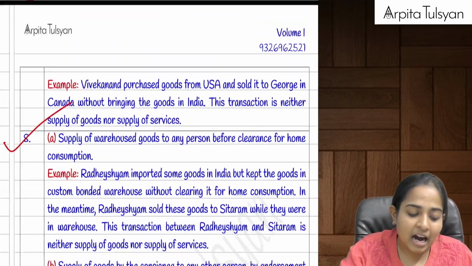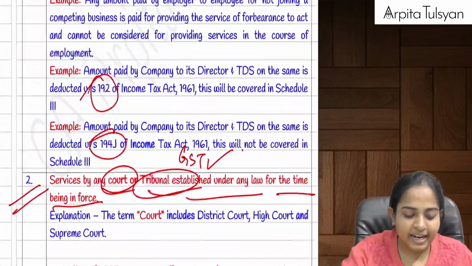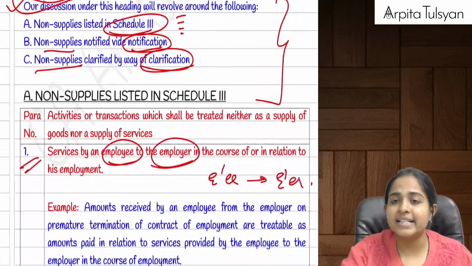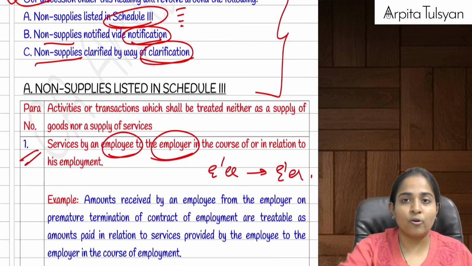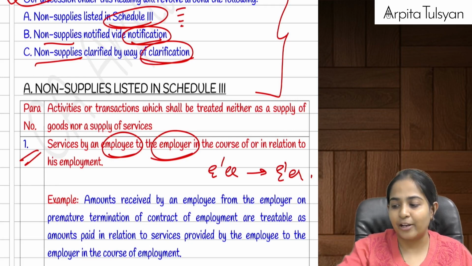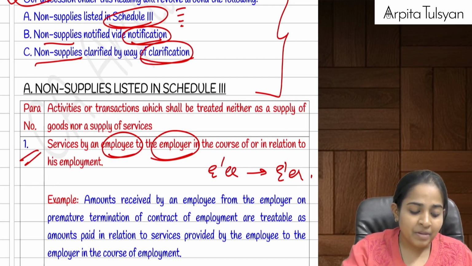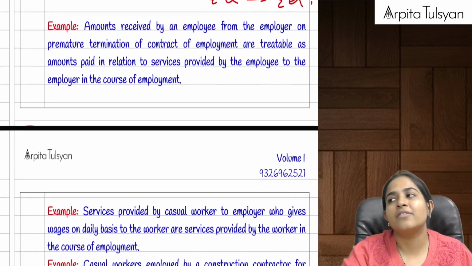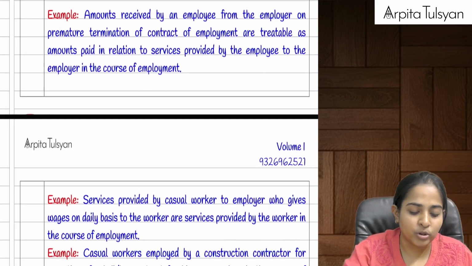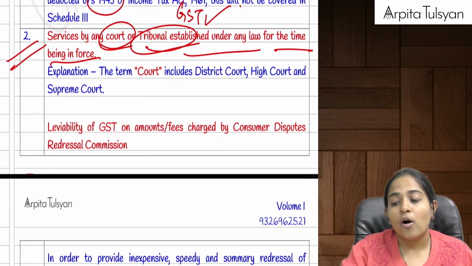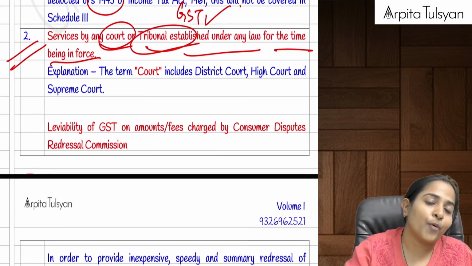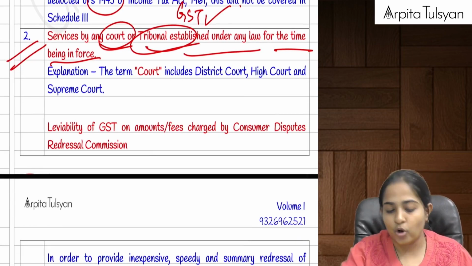So these are the 8 pointers which are considered as non-supplies, specified under Schedule 3. Can we revise, everyone? What was the first point? The first point was any services provided by the employee to the employer in the course of his employment. Don't forget the gift point. Next transaction was any services provided by court or tribunal.